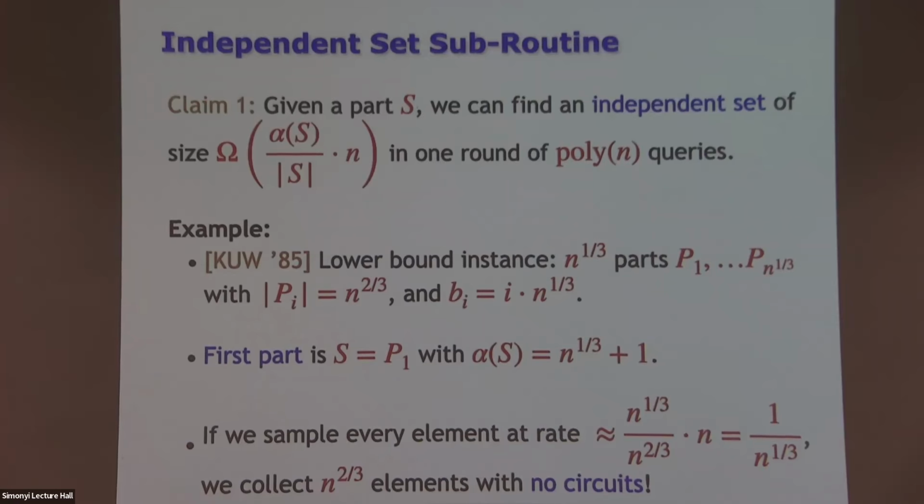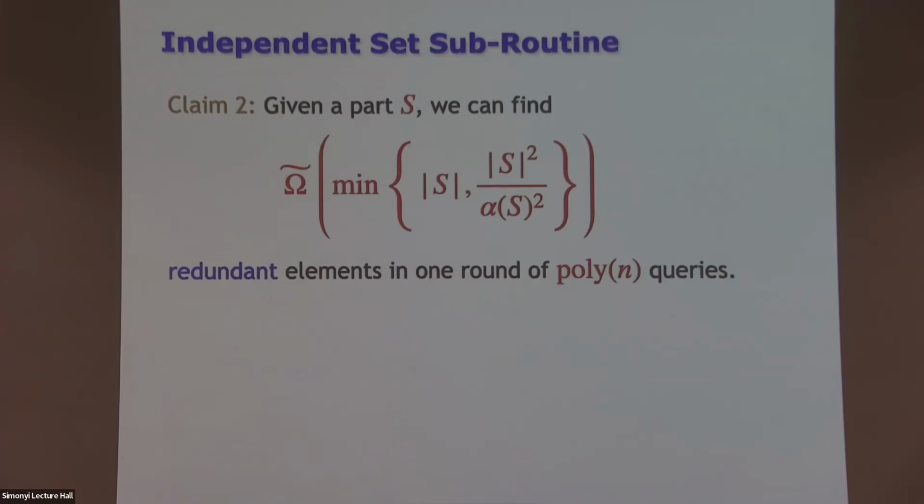And that's actually very easy to see, right? Because if you just sample every element in the matroid at rate just a little bit less than 1/n to the 1/3, then you would indeed expect to collect n to the 2/3 elements without any dependencies. Right, so that's like one functional way to think about this claim.